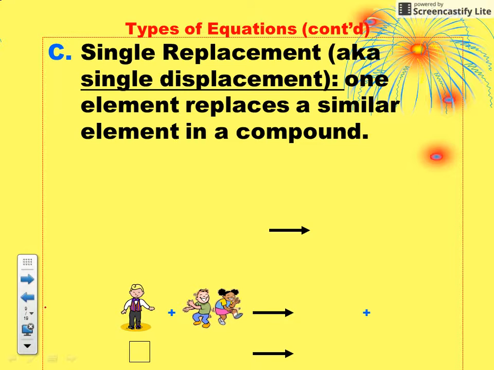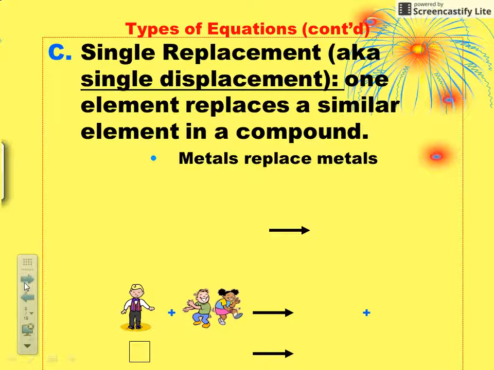The third type of chemical reaction is called a single replacement reaction, and these are also known as single displacement reaction. Now, from the name single replacement, you can tell one single thing is getting replaced. So let's look at the definition. One element replaces a similar element in a compound. So what that means is if you have a metal, it will replace only a metal or a cation. Remember, in your ionic compounds, the cations are written first, the metals are first.